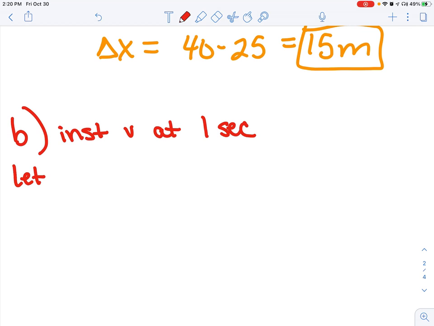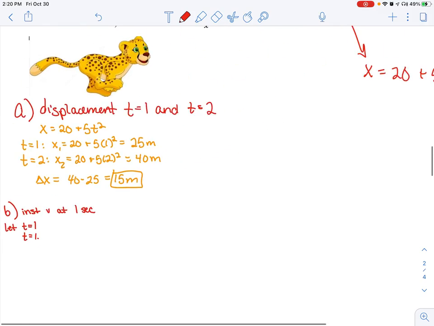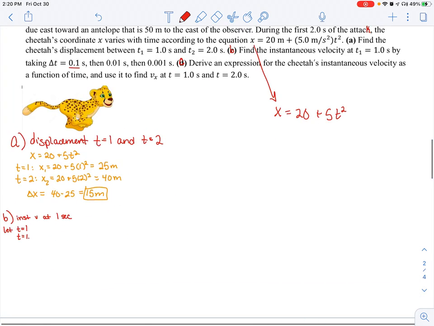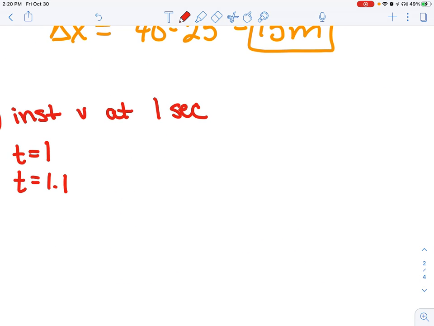So here's what I'm going to do. I am going to let my time equal 1. I'm going to let my second time, because I'm just trying to look at a glimpse, like if you could picture having a recording of this and pausing it at 1 second, fast forwarding it to, how far do they want me to go here? They want me to fast forward 0.1 second from there. So 1.1, now I need to find the x's associated with those. So at this particular one, x is going to equal 20 plus 5 times 1 squared. It's going to equal 25.